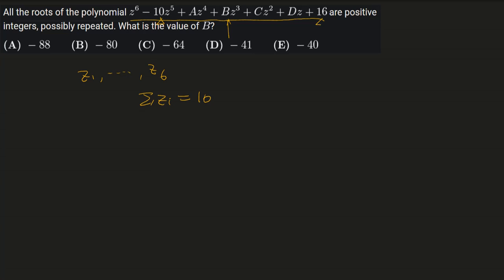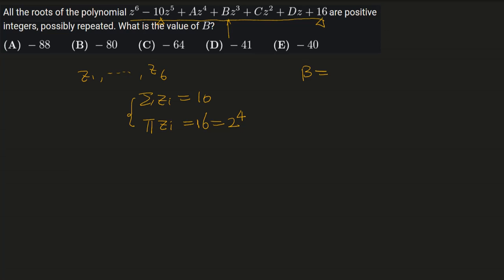And then the constant term is 16. Therefore, we know that the product of these 6 roots is 16. And let's rewrite it in this way, 2 to the 4th. Let's factorize it. Nice. Now the question is about this coefficient b. Then what is the value of this b in terms of these roots?